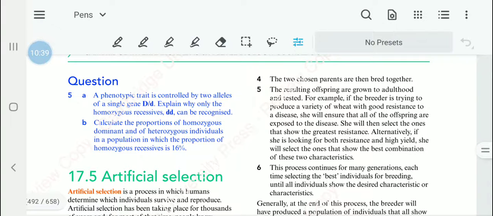Number 6, this process is repeated for many generations, each time selecting the best individuals for breeding until all the individuals of the next generation show the desired characteristics.